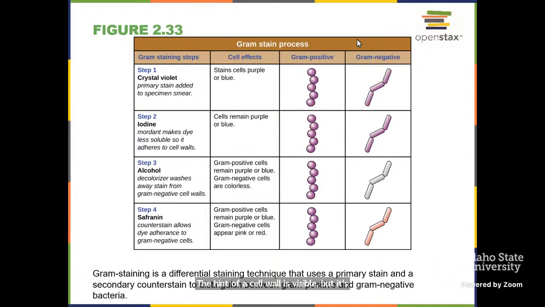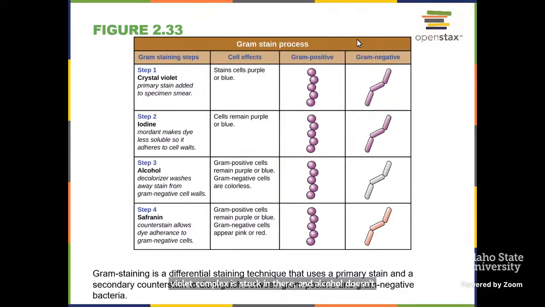Especially if you've never really looked at much bacteria under the microscope, you're going to be hard pressed to find it, all right? So the alcohol, when it gets added to the slide, if it's a gram positive, they've got that super thick peptidoglycan layer, and that iodine crystal violet complex is stuck in there. And the alcohol doesn't really do anything to it, right?